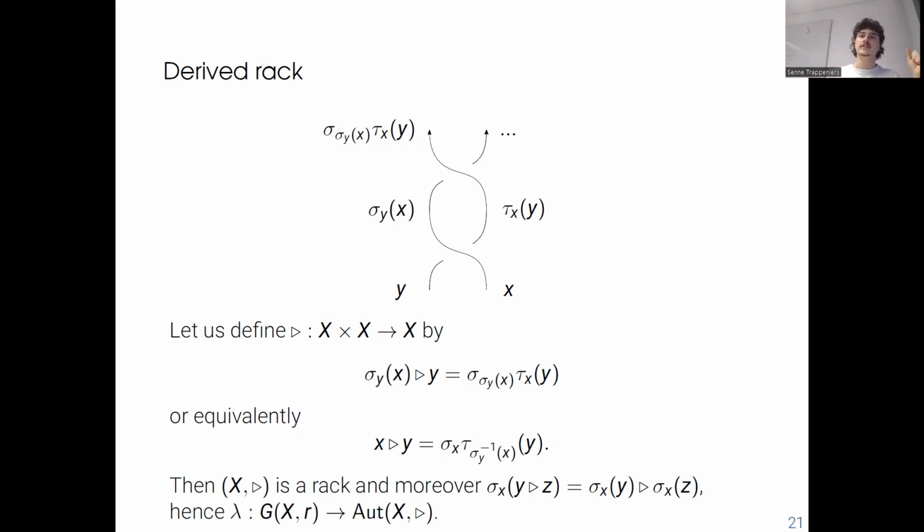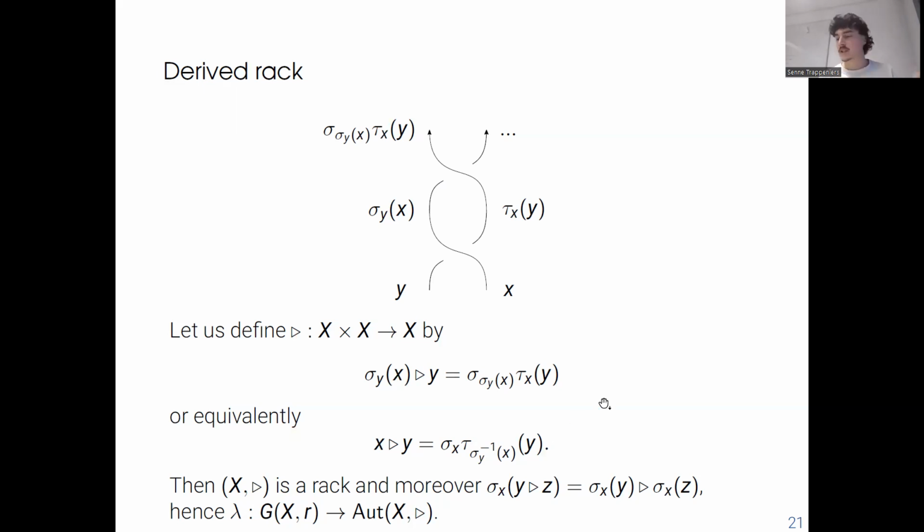And is there a connection with the original solution we started from? Yeah, there is, because the sigma_x's yield rack automorphisms. So we find a bijection which respects this operation. In particular, recall that this lambda was at first just an action of G_{X,R} on the set X, but, well, we know that the set X with this operation is being respected by the sigmas. Also, actually, the lambda action here is an action by automorphisms of this rack.